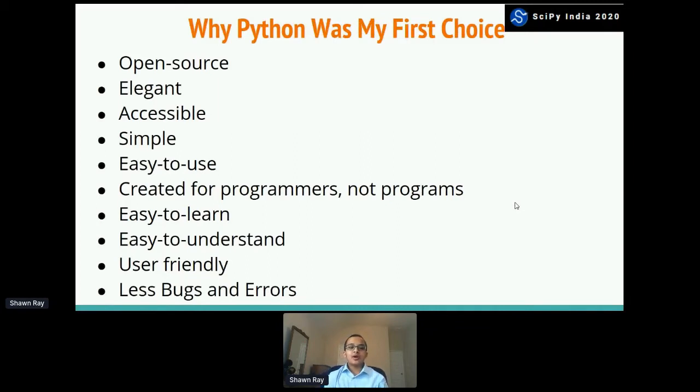And some of them are that it's open source, that the syntax is elegant, that it's accessible, and anyone can access it, and you don't need a super fast internet connection or things like that to access it. It's also simple, it's easy to use, and it was created for programmers, not programs, as we talked about earlier. It's easy to learn, it's easy to understand, it's user-friendly and has a good user interface, and you're less likely to get bugs and errors.